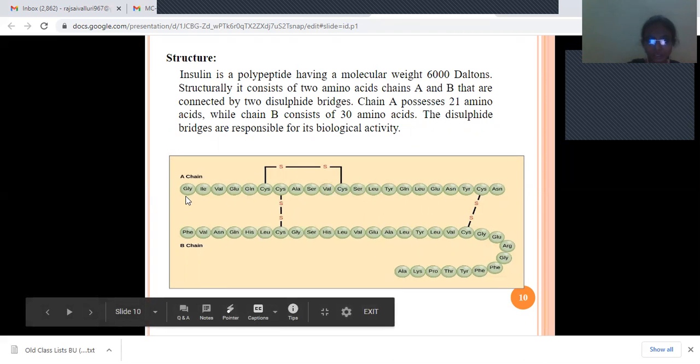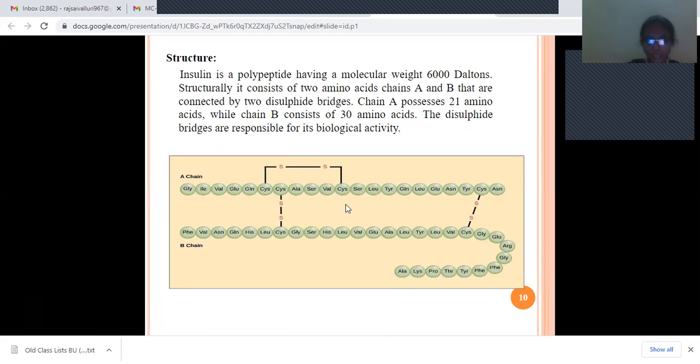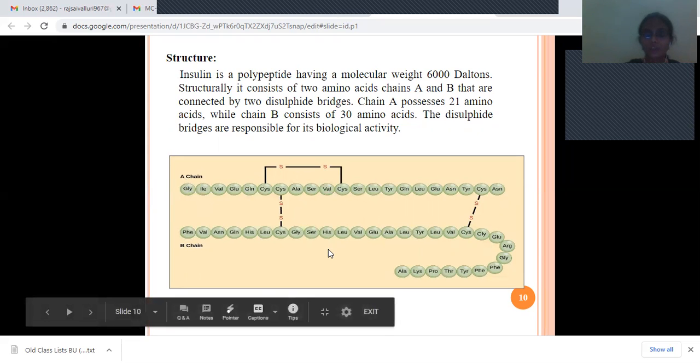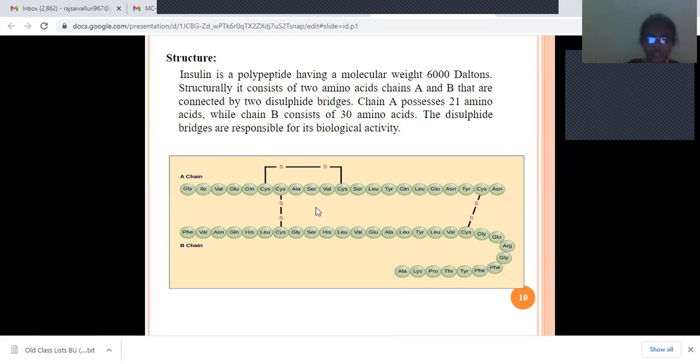It contains chain A and chain B. Chain A contains 21 amino acids and chain B contains 30 amino acids. See here, 21 in chain A and 30 in chain B. So the structure of the insulin is a combination of amino acids. Its molecular weight is 6000 daltons, and it consists of two amino acid chains, chain A and chain B.